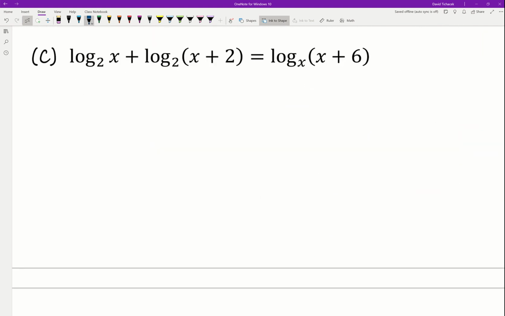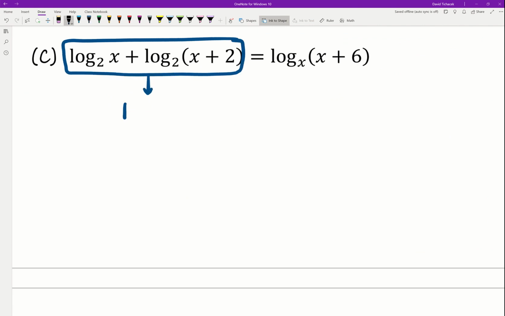We see here that we have the sum of two logs on the left-hand side, and so we're going to go ahead and condense that down into a single log by doing the log base 2. Looks like OneNote's not wanting to change my colors there. There we go. So log base 2 of the product of our two inputs. Again, that's our 5.3 video.